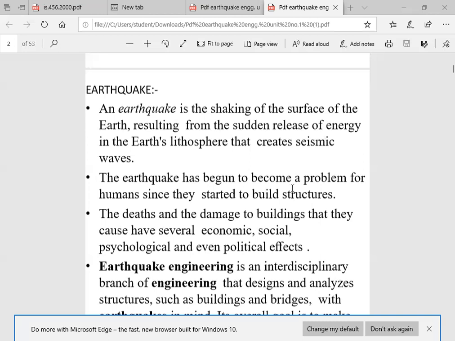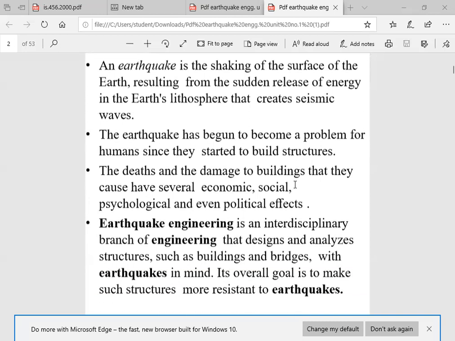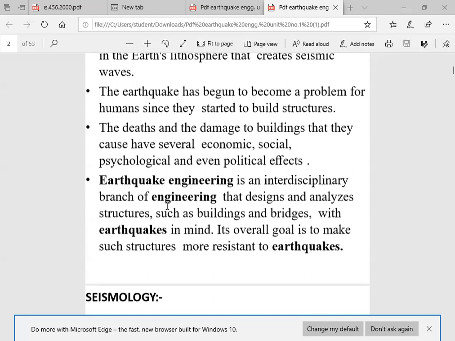Why this earthquake occurs, or what are the problems, all those parameters we'll see in the next slide. So what is earthquake engineering? It is an interdisciplinary branch of engineering that designs and analyzes structures such as buildings and bridges with earthquakes in mind, and its overall goal is to make the structure more resistant to earthquakes. The motto of earthquake engineering is that we have to make a structure which will resist the dynamic loads coming on the structure.